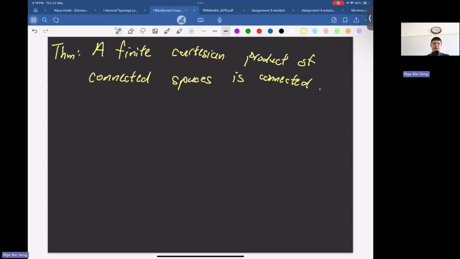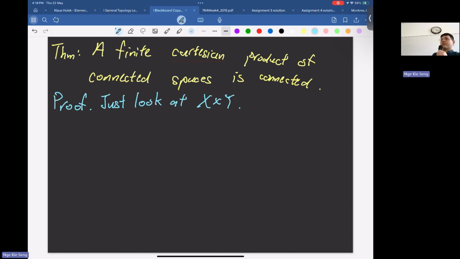Okay. So what's the proof idea here? Let's just talk about the two Cartesian product case. Let's look at X cross Y, because you can do induction if it works for X cross Y.